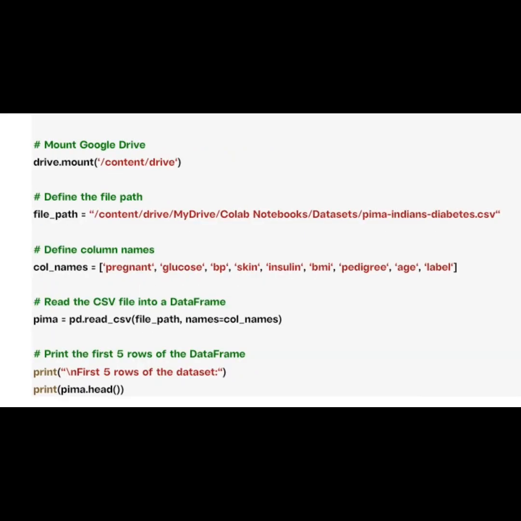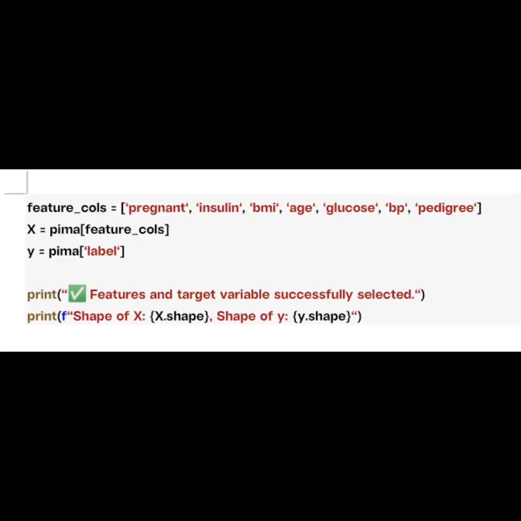modeling. This part of the code is crucial for preparing the data for the machine learning model. It involves selecting the feature input variables and the target variable, what we want to predict. Number 1, define feature columns. Number 2, create feature matrix. Number 3, create target variable. Number 4, print confirmation.